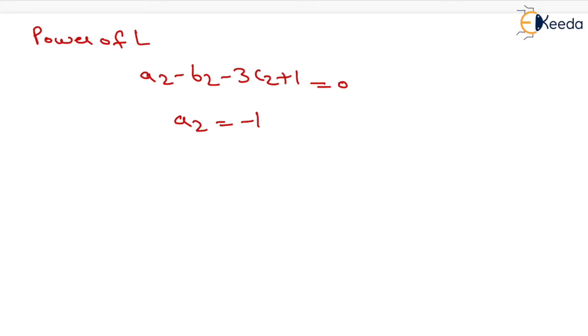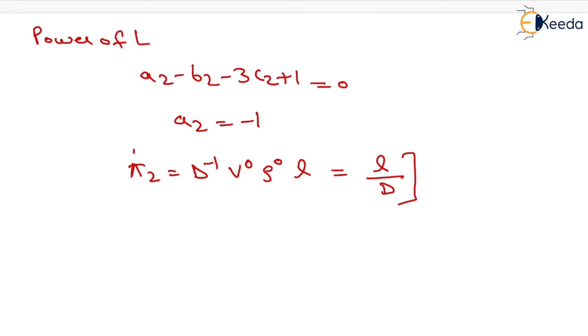Now substituting the values of a2, b2, c2 in the pi2 term, we will have pi2 equals d to the power minus 1, v to the power 0, rho to the power 0 and L. So it becomes L by d. That will be the solution for pi2.